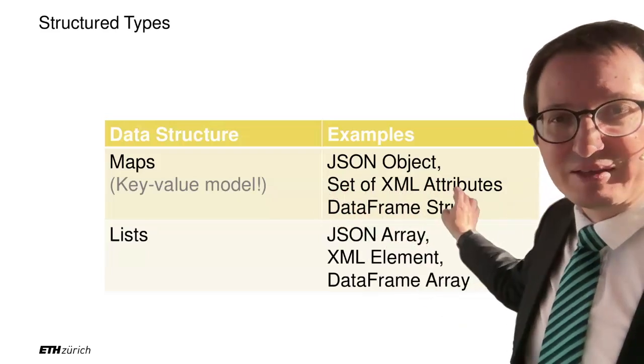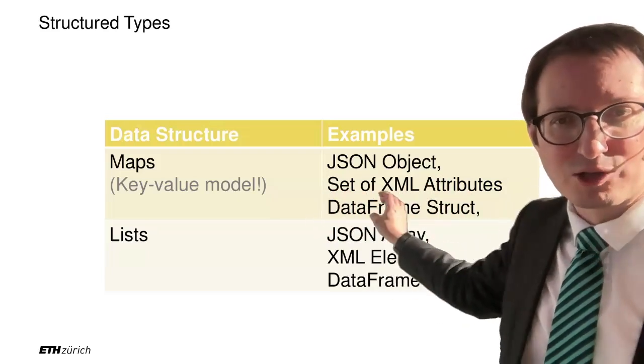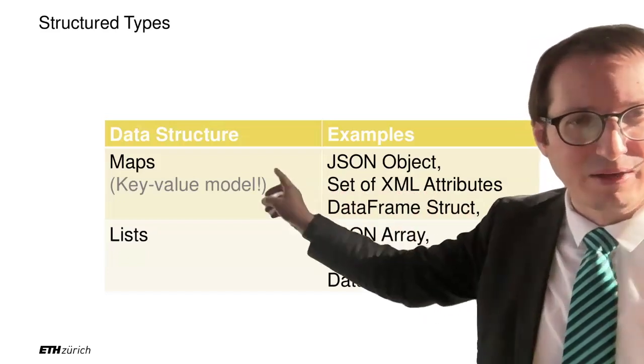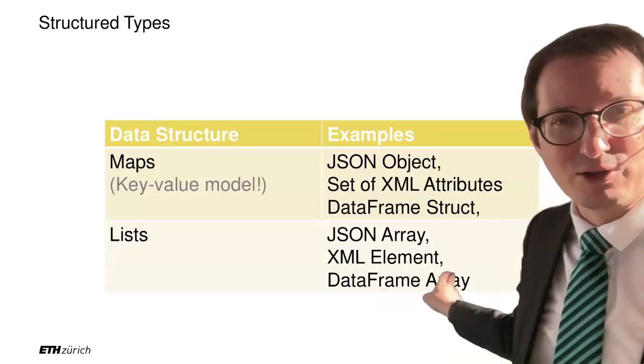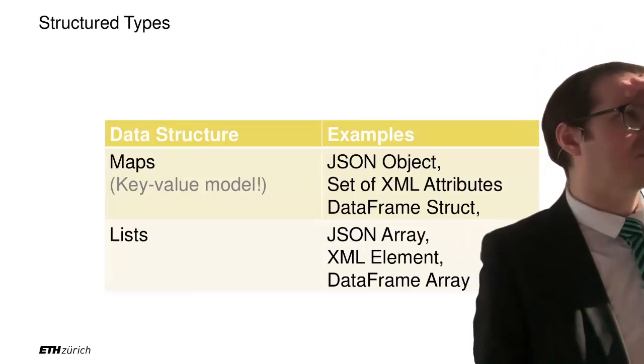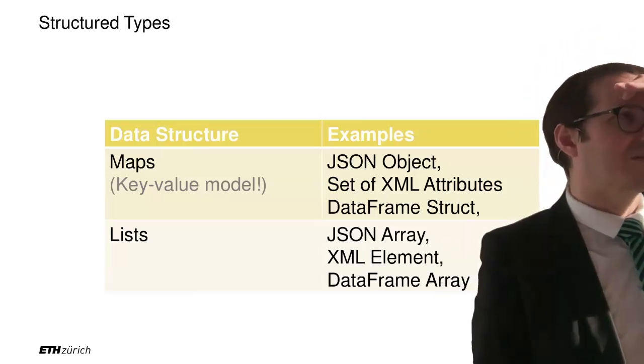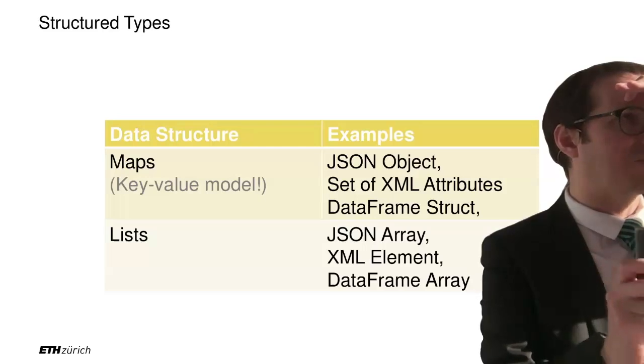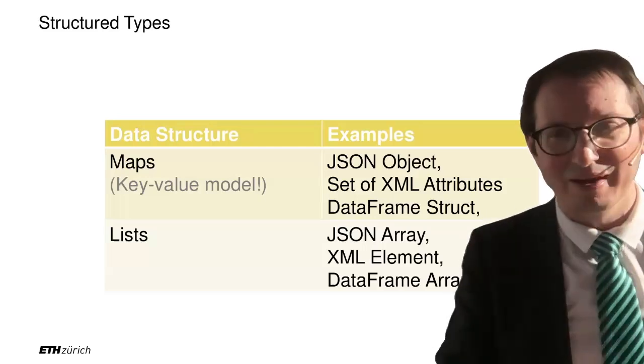We'll see data frames at the end of that lecture, maybe next week. A struct in a data frame would be also a map like a JSON object, and an array in a data frame would be a list. Who has already touched data frames? Some of you, right? You will have an insight how data frames relate to JSON at the end of this lecture.